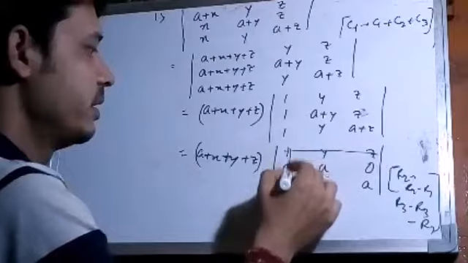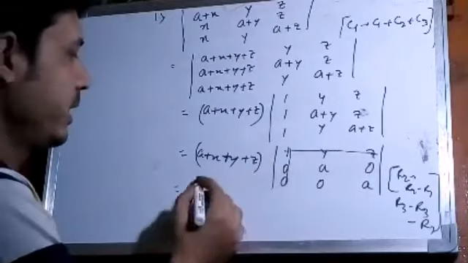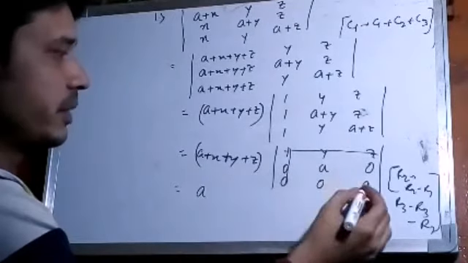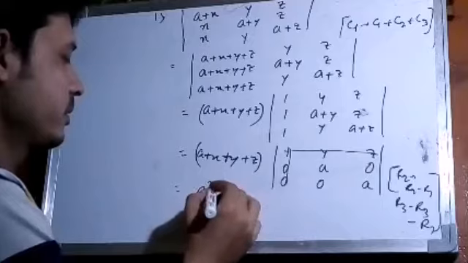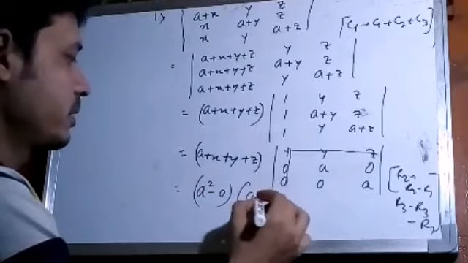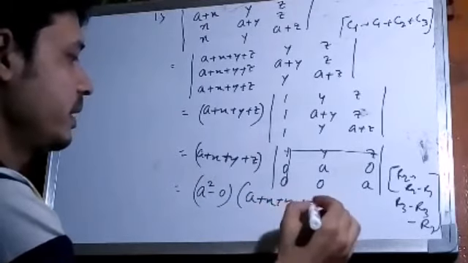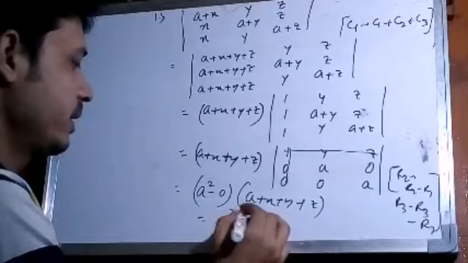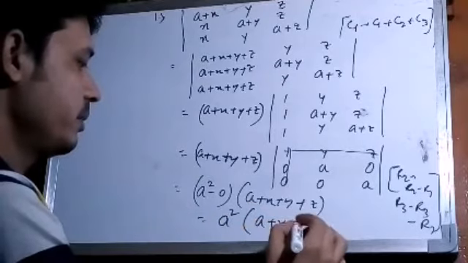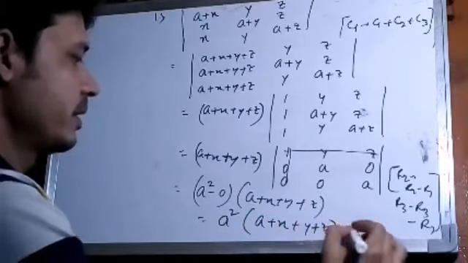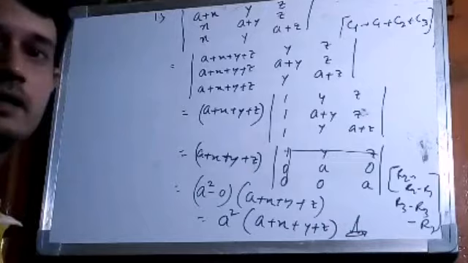So what we get, this determinant gets cancelled. So we get a square, this determinant is a square minus 0. So a square minus 0 into a plus x plus y plus z. So that means the value becomes a square into a plus x plus y plus z. So this is our answer.